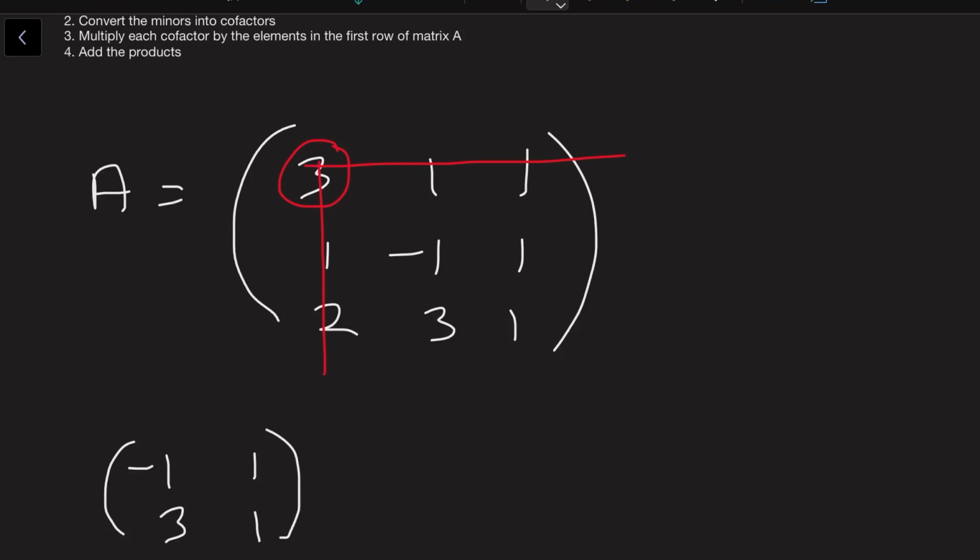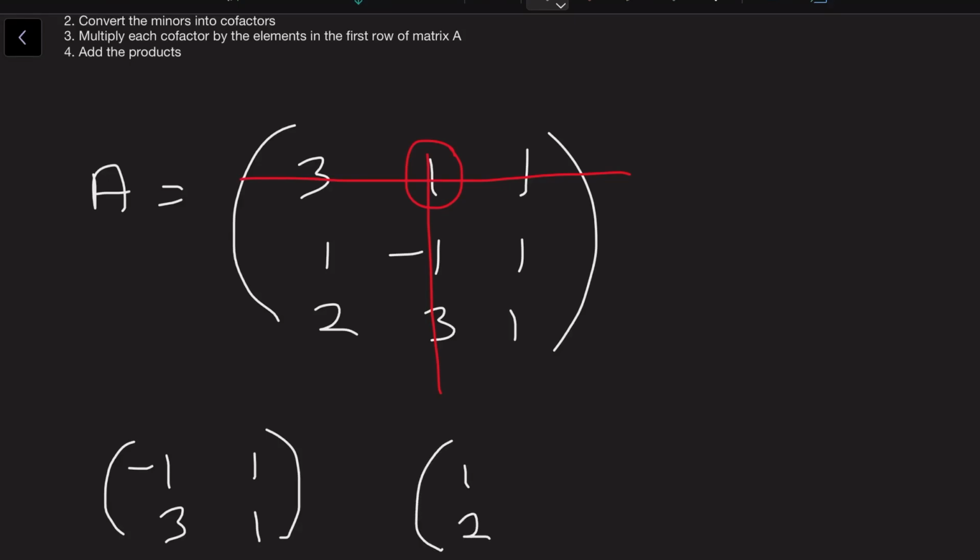We're going to do this for the second element, so we can get rid of this here. So we are now at our second element. The second element is 1, and if we ignore everything that's in the row with that and in the column, we are left with a 2 by 2 matrix, and that 2 by 2 matrix is 1, 2, 1, 1.